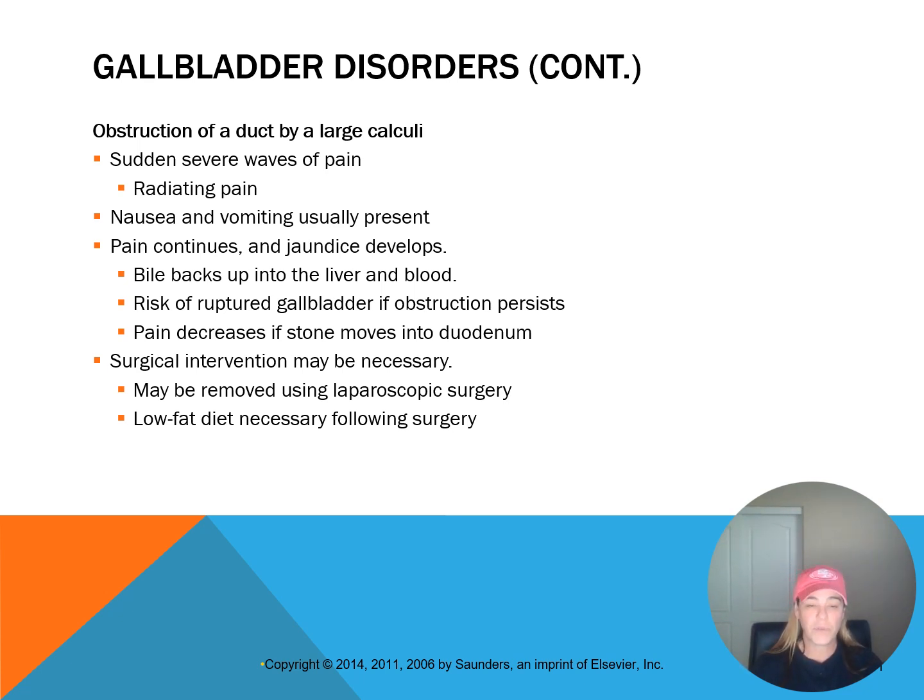You can have a rupture of your gallbladder if these continue to cause obstruction. Pain decreases as the stone moves into the duodenum. So if you're lucky enough to have a gallstone that can actually get passed into the duodenum, that pain will decrease or go away. You may have surgery if necessary. Your gallbladder may be removed by laparoscopic surgery, or cholecystectomy is what that is called. And then you might be put on a low-fat diet following surgery if they find that is necessary.